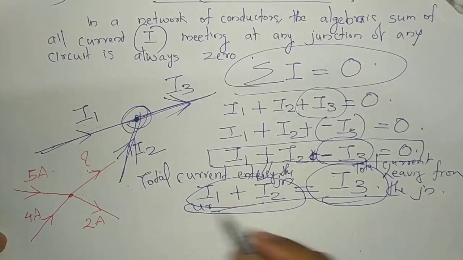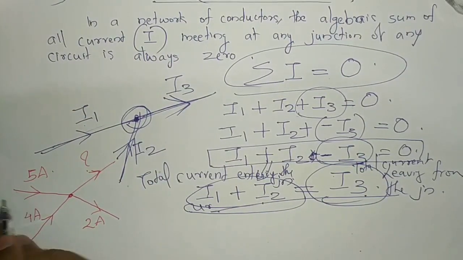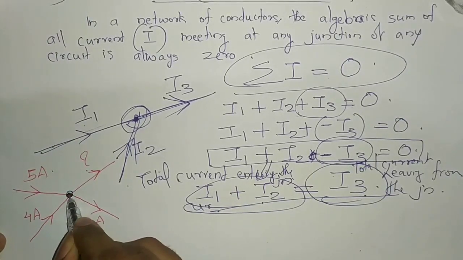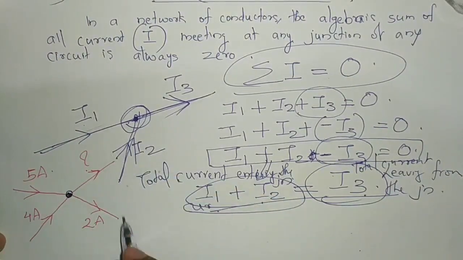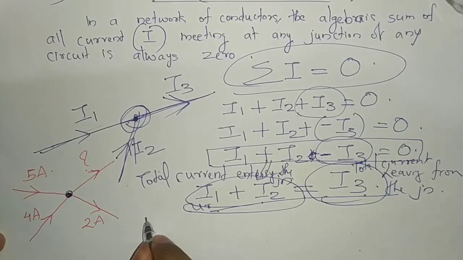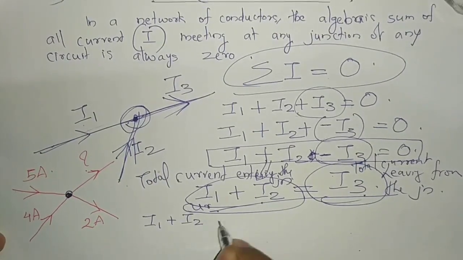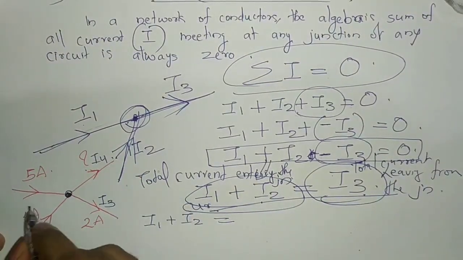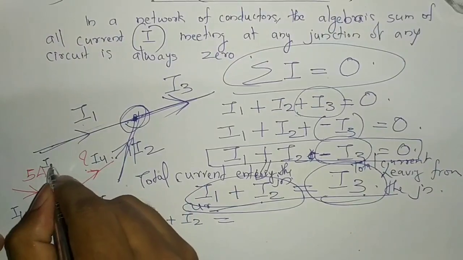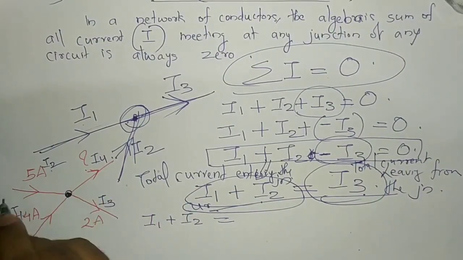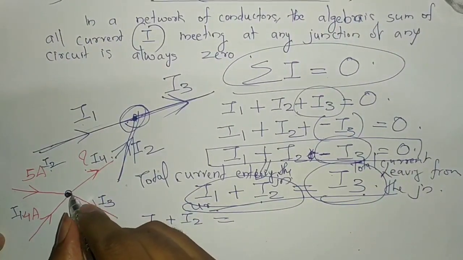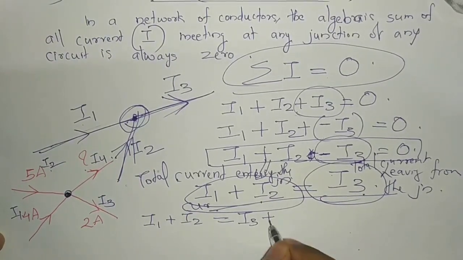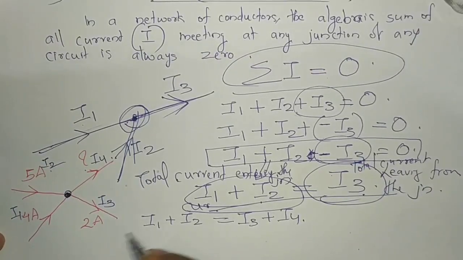By using this equation, you can easily find out the current value. How? The current entering a junction will be equal to the current going out of the same junction. So it can be written like this: I1 plus I2 will be equal to, this one can be named I3 and this one can be named I4. 4A is I1 and 5A is I2. I1 plus I2, they all are coming to the junction. This will be equal to the current leaving from the junction. So I1 plus I2 will be equal to I3 plus I4. The values can now be substituted.